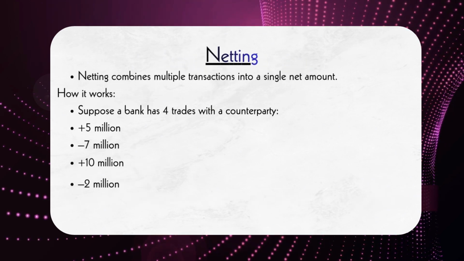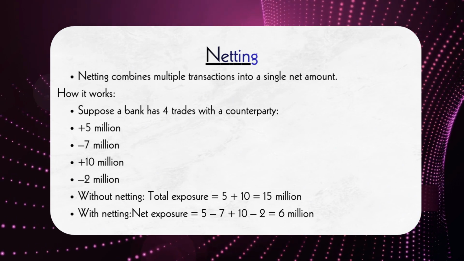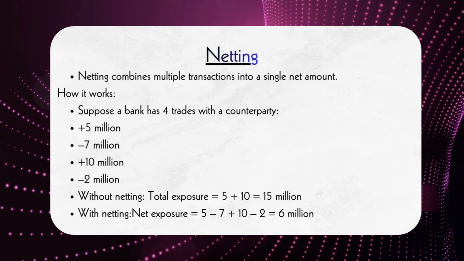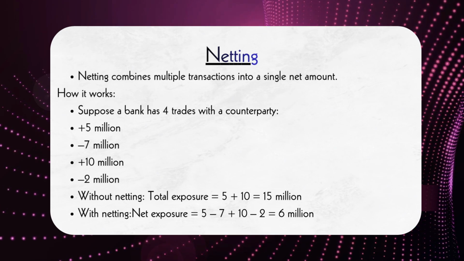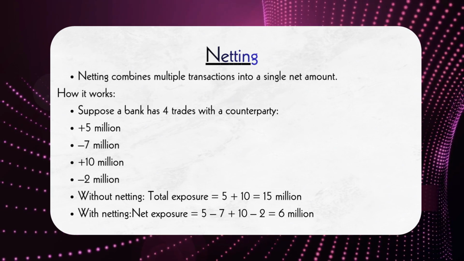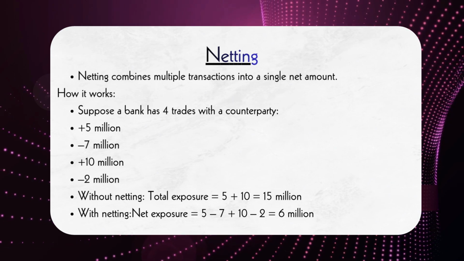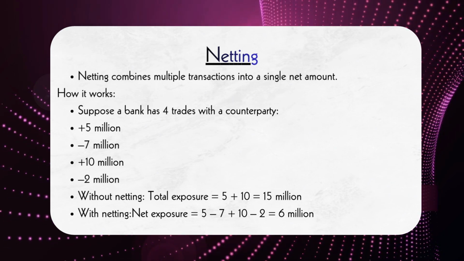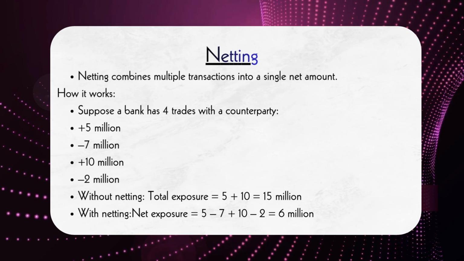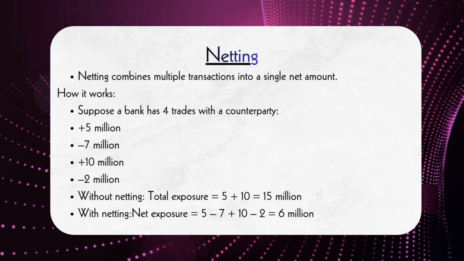Netting is a method where multiple transactions with the same counterparty are combined into a single net amount. Instead of looking at each transaction separately, the bank offsets positive and negative values. For example, suppose a bank has 4 transactions: plus 5 million, minus 7 million, plus 10 million, and minus 2 million. Without netting, the bank considers only positive exposures, so total exposure is 15 million.